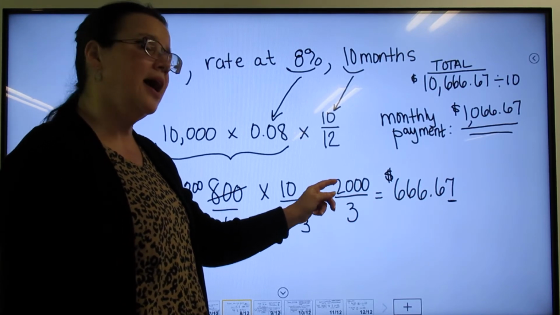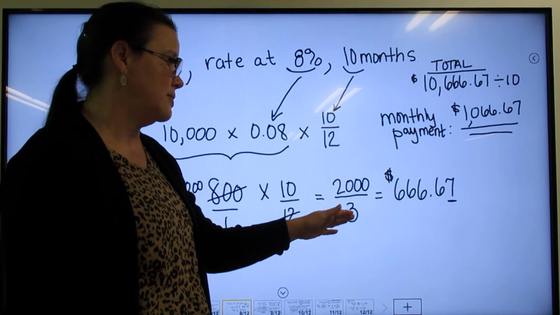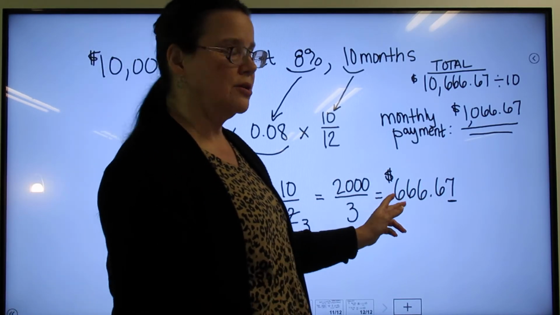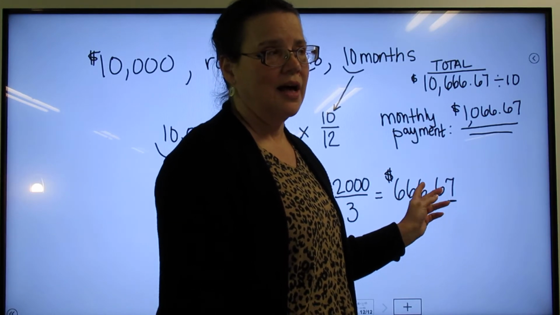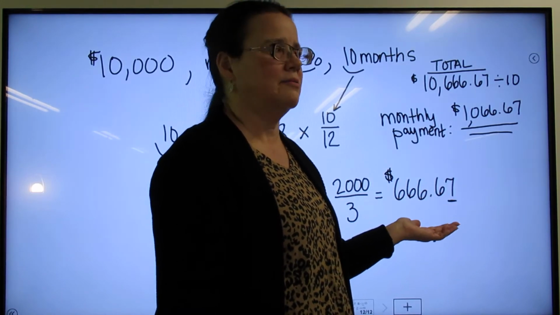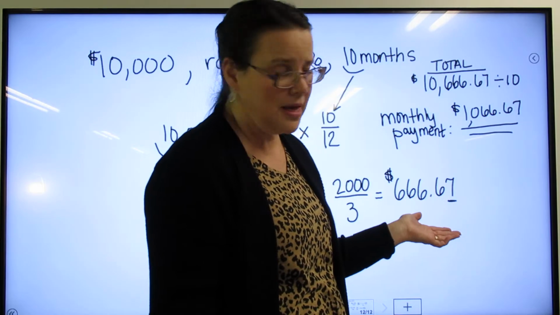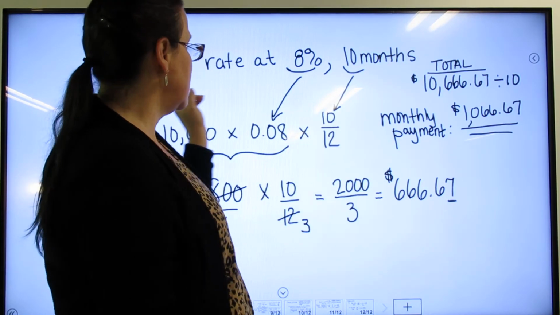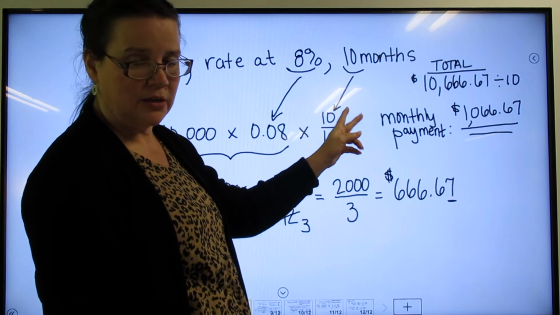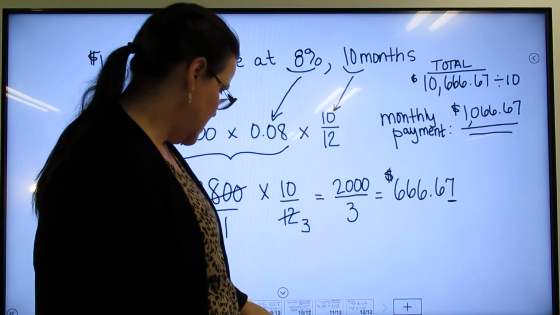When you divide 2,000 by 3, the interest is going to be $666.67. I didn't do that on purpose. I realized the number that it ended up being, but this is what it is. That would be the interest if you were to borrow given this information.